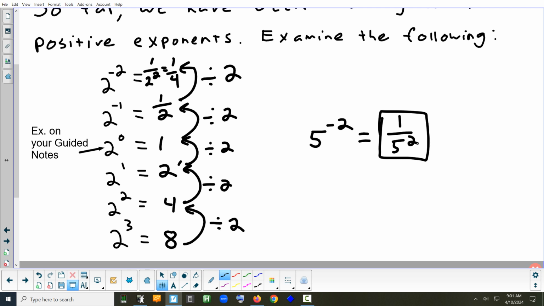How about if I had 7 to the -3rd? How do you think I would write that one? So it doesn't have a negative exponent. 1 over 7 to the power of 3. Great. 1 over 7 to the power of 3.